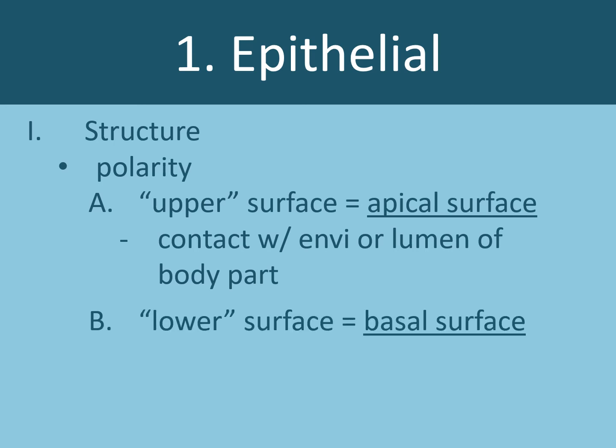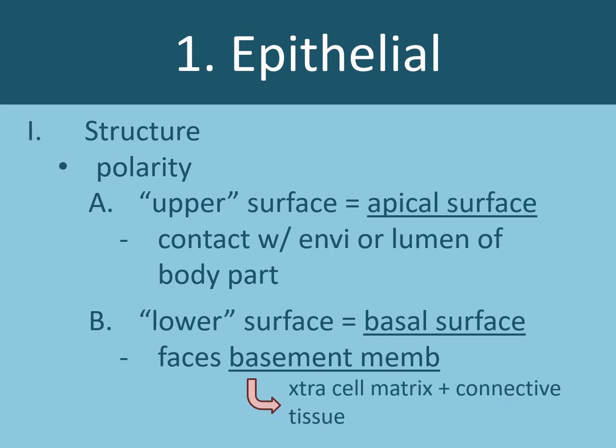The lower surface of the cells is called the basal surface. This is the side of the cell that faces the basement membrane, or is perhaps connected to the basement membrane. The basement membrane is extracellular matrix and connective tissue and helps hold our epithelial tissues in place.